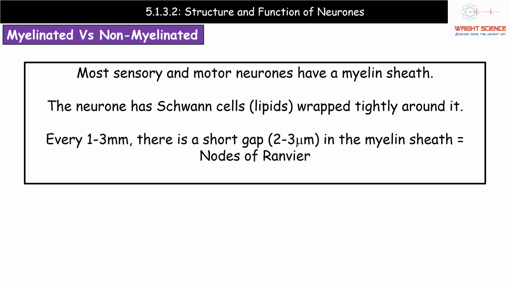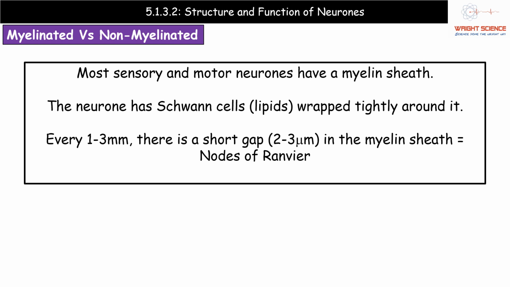Basically, we've got our neuron, and then we've got these things called Schwann cells, which are basically lipids, wrapped really tightly around it. Now, this isn't a continuous covering. What we actually find is that every 1 to 3 millimeters, there's going to be a short gap.